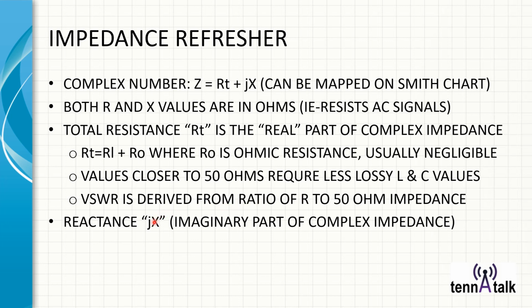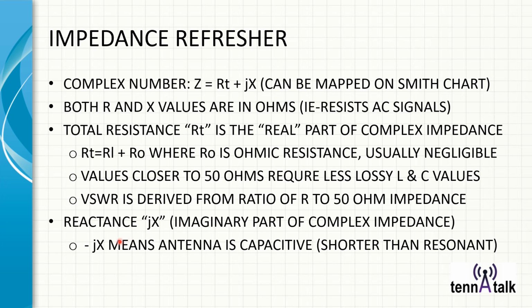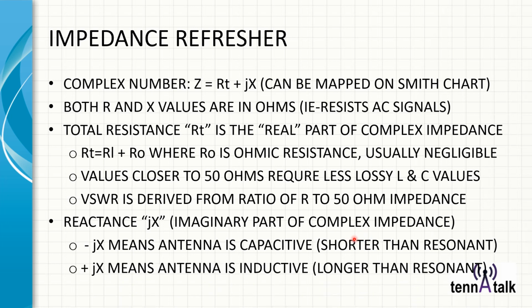Reactance, the jX value, which is the imaginary part of the complex impedance, is another factor that we look at, and that tells us how resonant the antenna is as opposed to the actual loading it provides. A negative jX means that the antenna is capacitive or shorter than resonant typically. A positive jX means the antenna is inductive or sometimes longer than resonant, and longer meaning electrically longer, not necessarily physically longer.